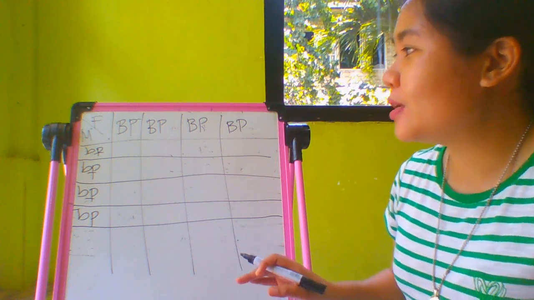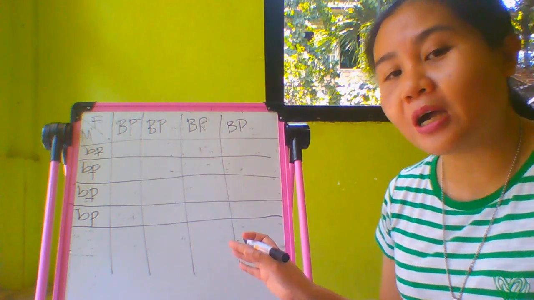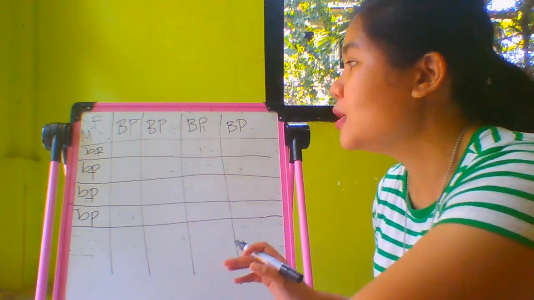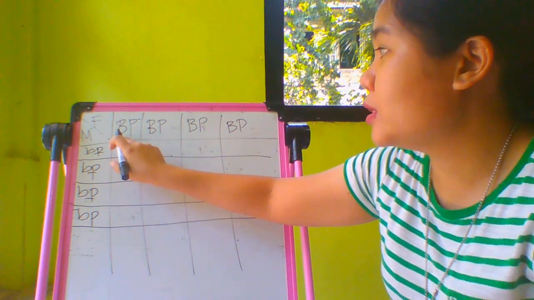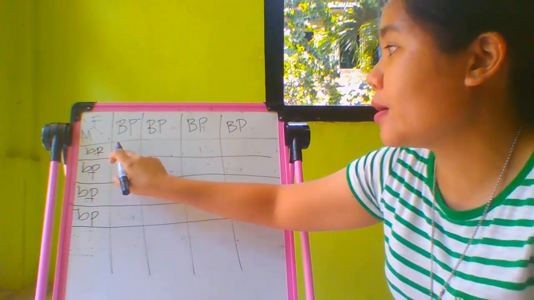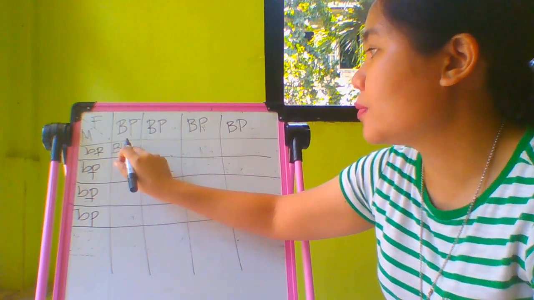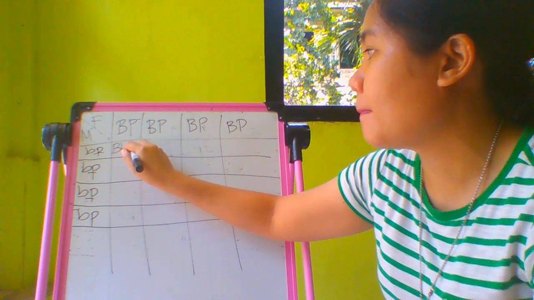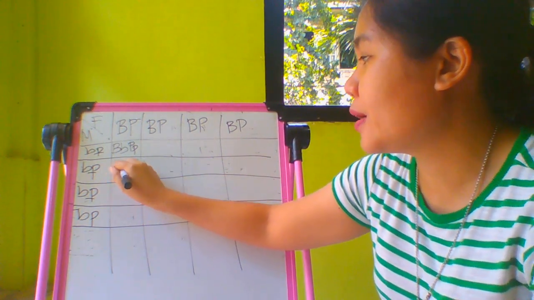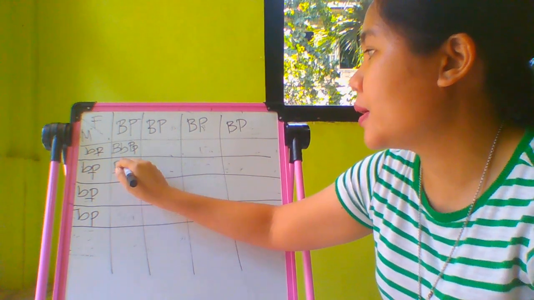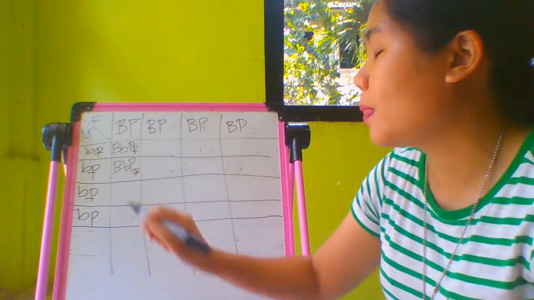So here we go. How are we going to solve this? First, similar to how we solved the previous problem, we have to answer it by the square. So this square and this square, this square and this square, this square and this square, this square and this square.